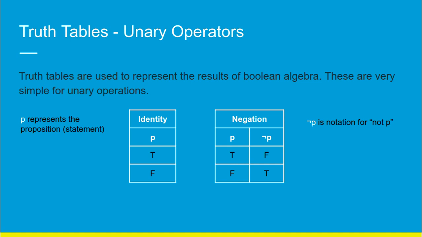For the negation operator, we need to introduce a second column to our truth table because we have one column to represent the value of our statement, or proposition P, and then we have another column to represent the result of applying the not operator, the negation operator, to P. So we see that when P is true, not P is false. And when P is false, not P is true. That's pretty straightforward, right?